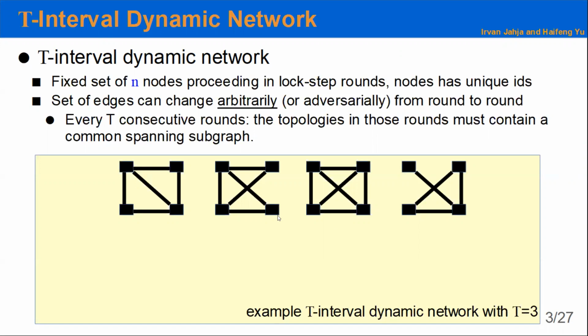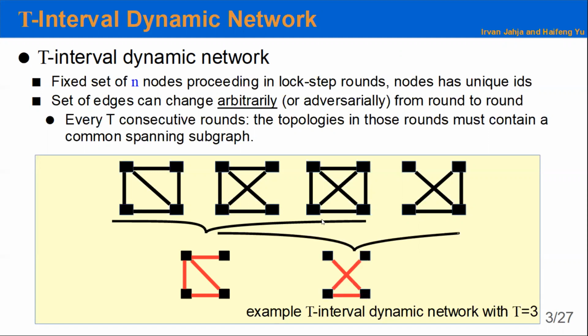The following gives an example T-interval dynamic network with total 4 rounds, where each round has its own topology. One can easily verify that round 1 through round 3 has a common spanning subgraph, and similarly, round 2 to round 4 also have a common spanning subgraph. Hence, this is a T-interval dynamic network for T equals 3.